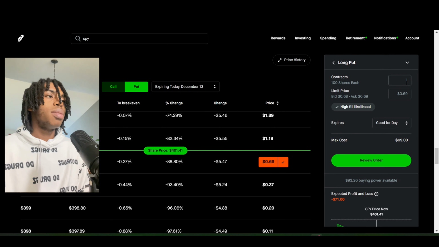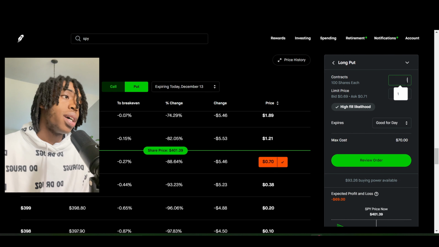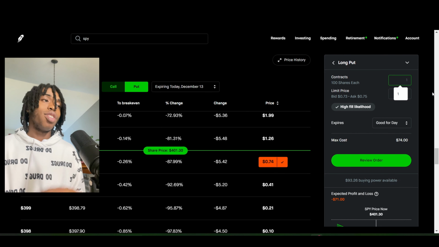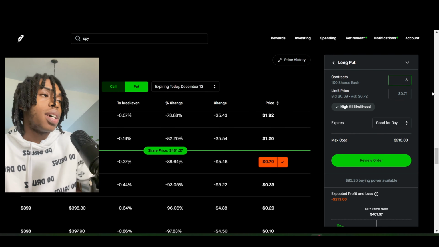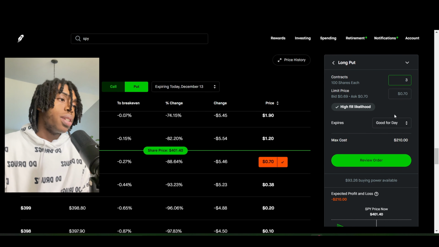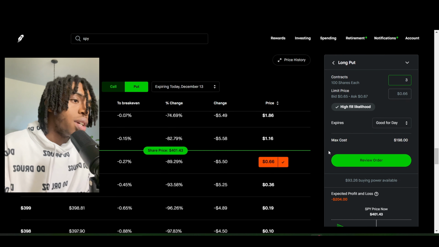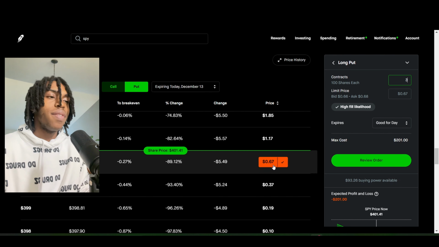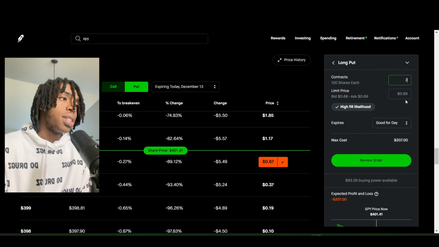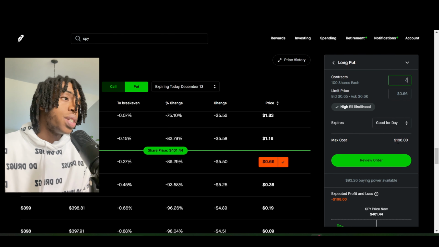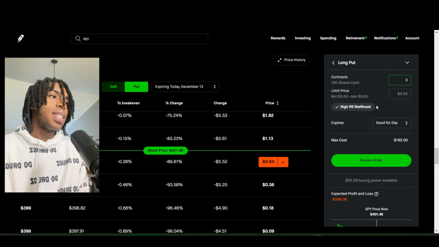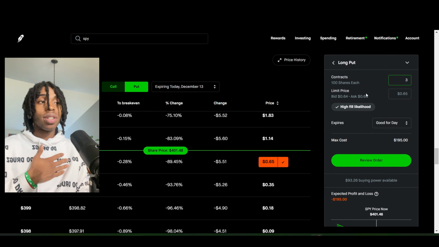Then you'll select the number of contracts you want to buy. Depending on the price, I normally buy like 3 to 5 contracts. Click 3 and they'll show you your total. You see it's $67 for it now, and the price keeps going down and up and down. It's fluctuating. And then it says your max cost is 198 right here.